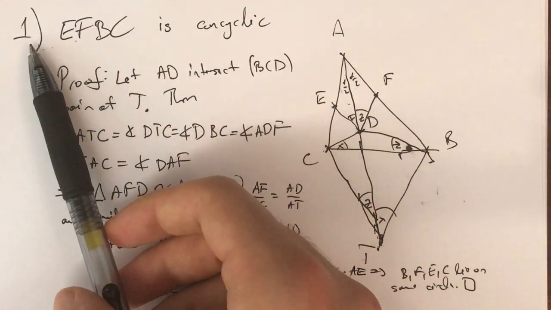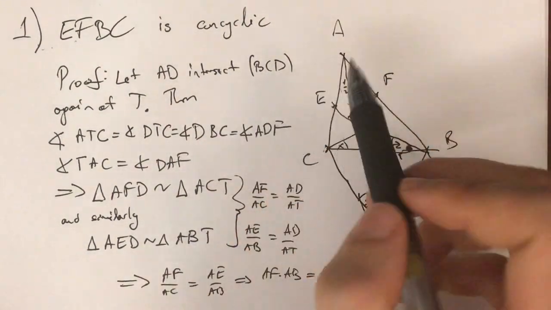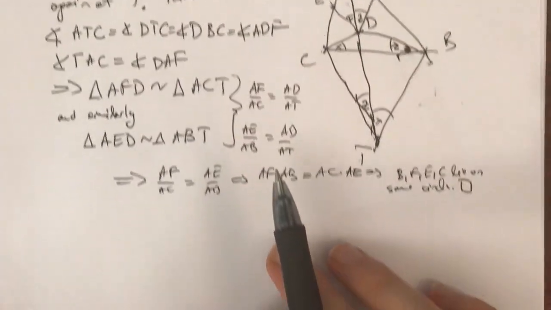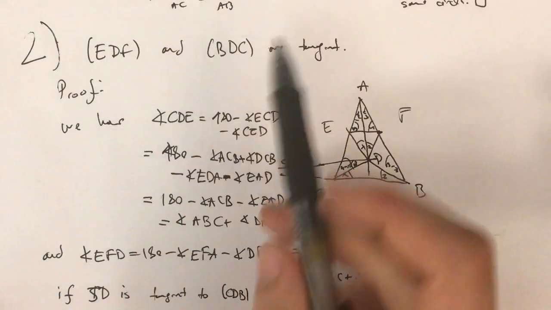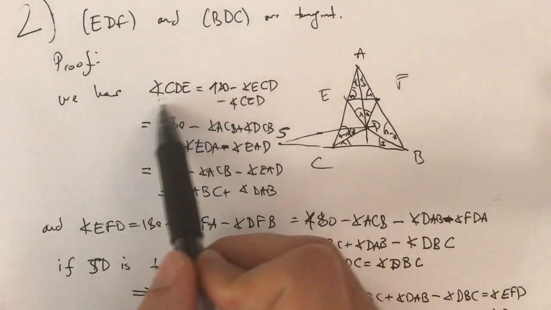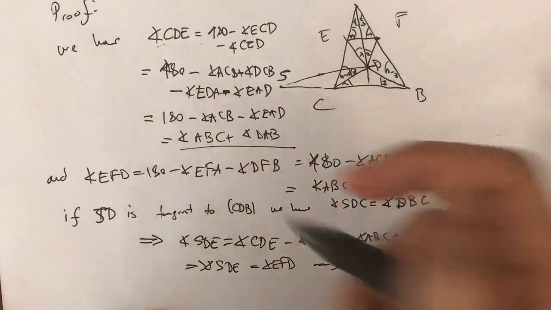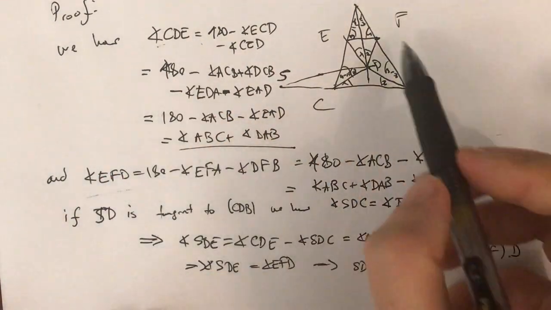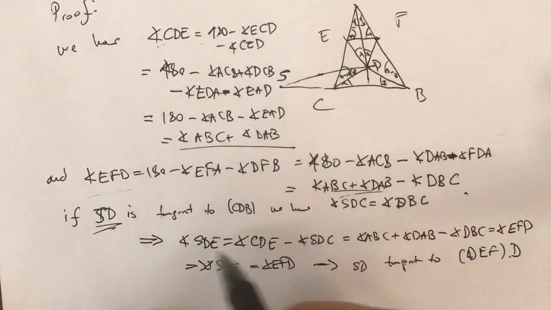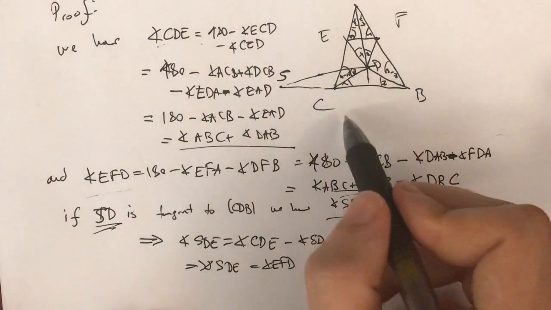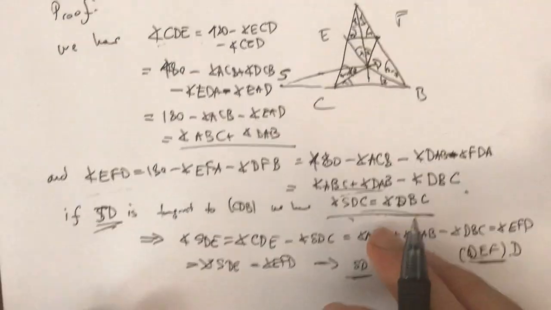So the first thing we do is we say EFBC is concyclic, and the way we prove this is intersecting AD with the circumcircle of BCD, again at T, and then using our similarity. After this we prove the second claim: we calculate CDE as ABC plus DAB, and we then calculate also the angle EFD, because we need that. Then we take one of the tangents to one of the circumcircles, and from the angle relationship there, it must follow that SD is tangent to the other circumcircle as well.